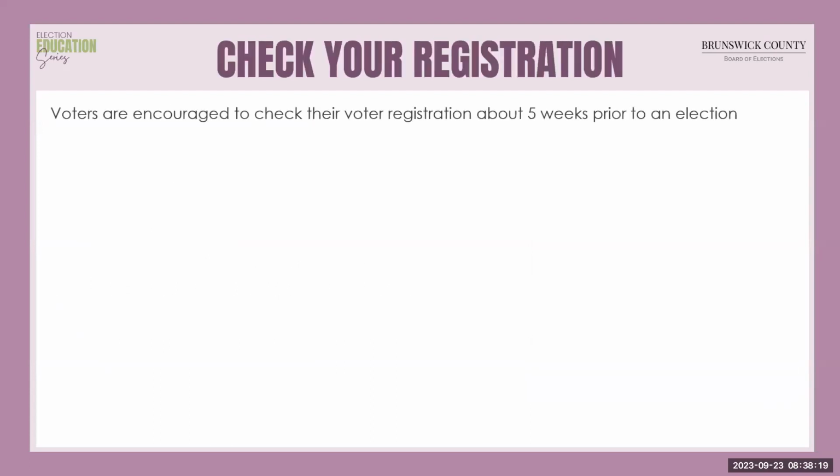The best way to determine if you have a ballot to vote on is to check your voter registration. We recommend that voters check their registration record approximately 5 weeks prior to each election. Voters should use the state voter lookup tool, which can be found on the main page of our website or on the North Carolina State Board of Elections website. The web address is on your screen.